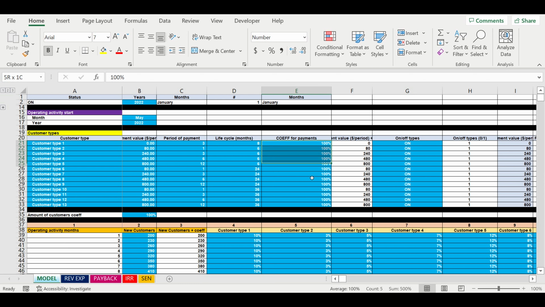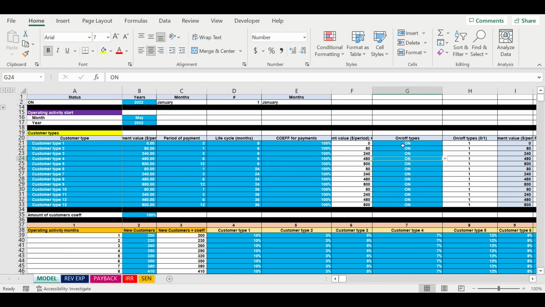Then we can add coefficients for payments to play with these numbers. We can increase or decrease these values using these coefficients to create different scenarios to play with numbers.